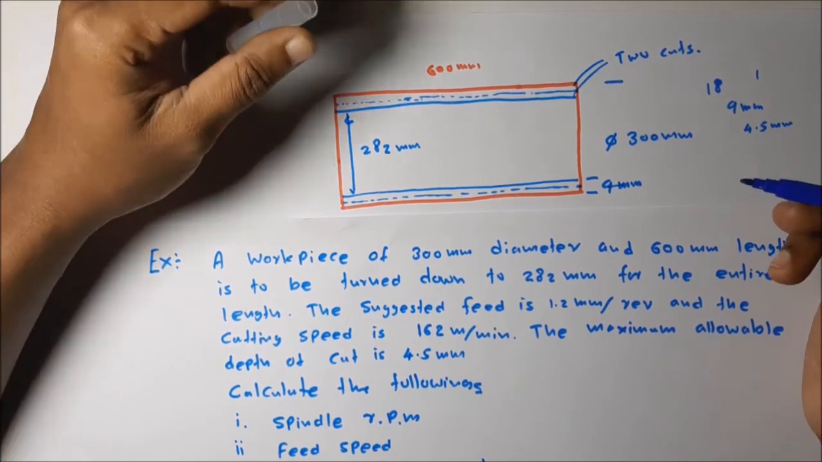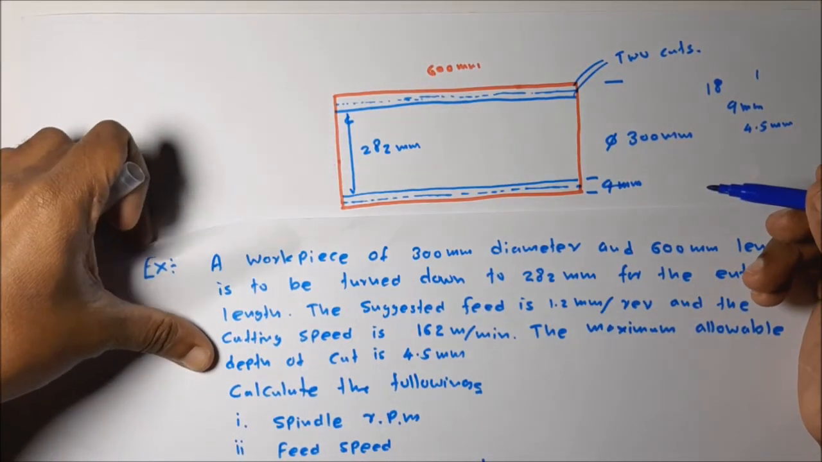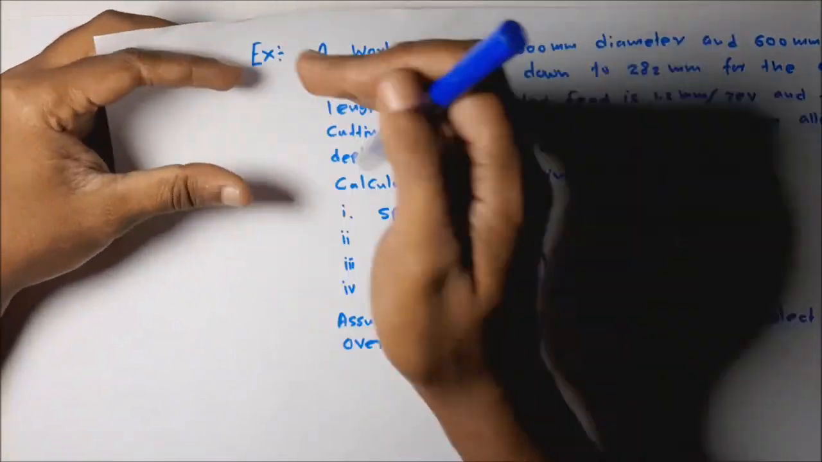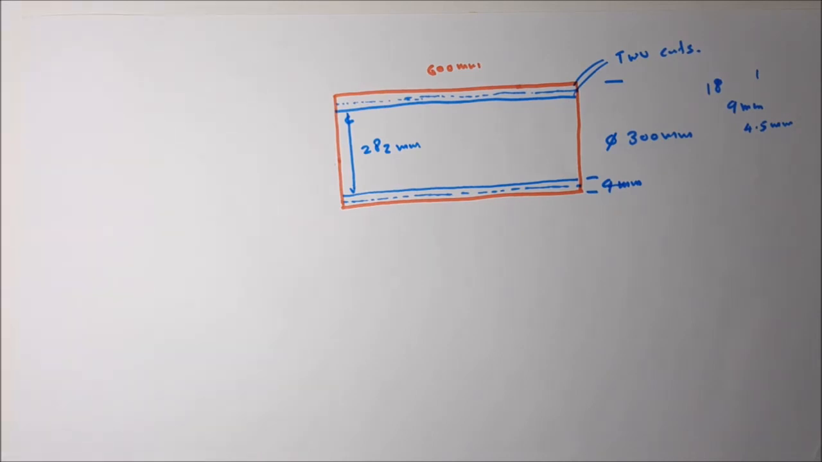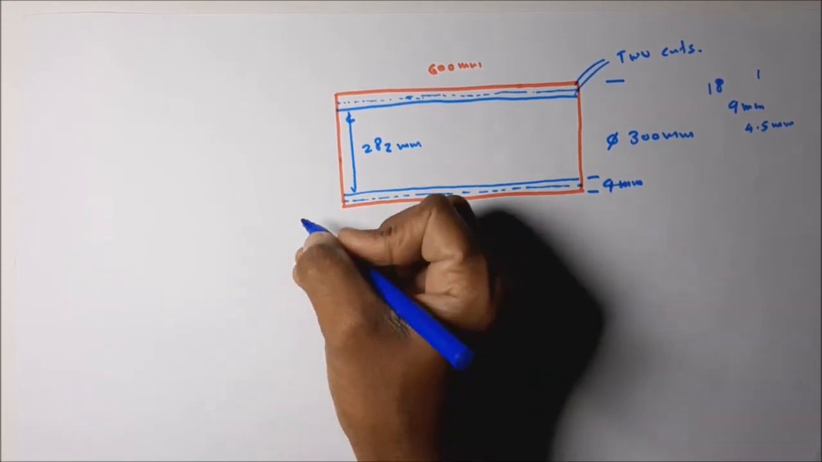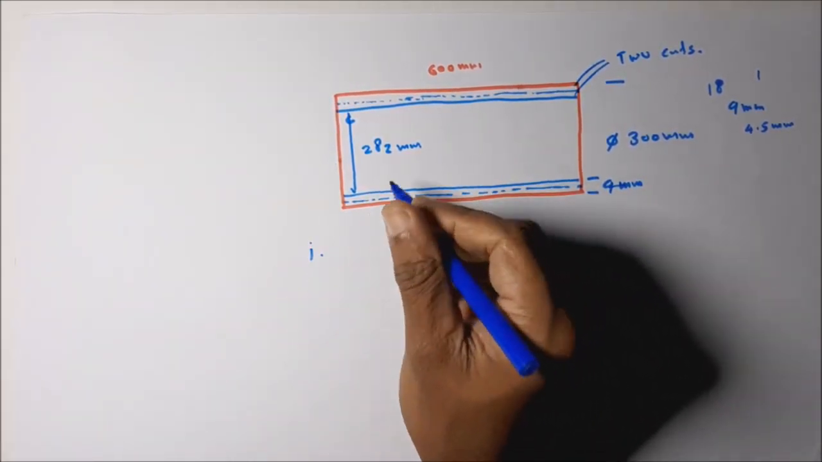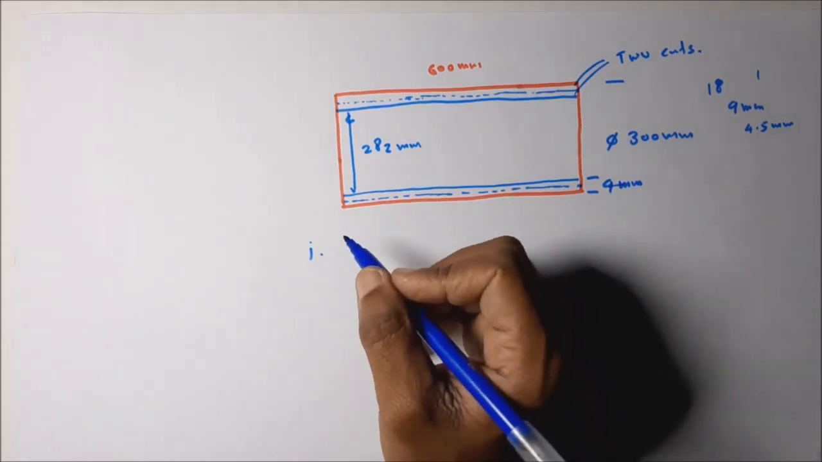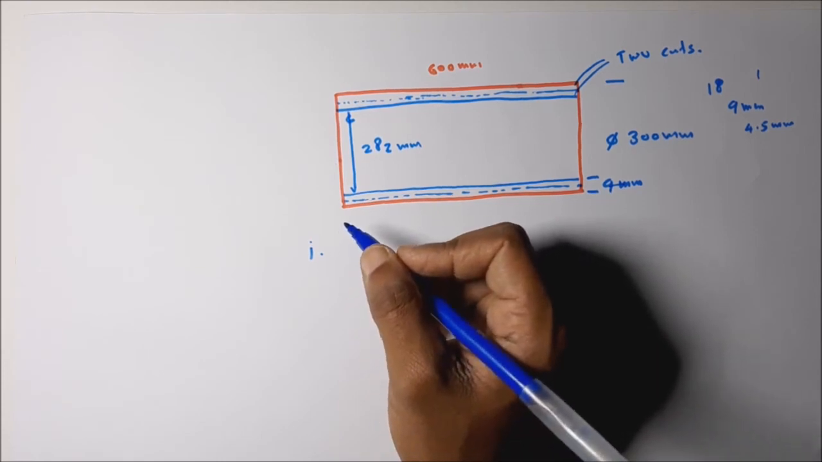Then this is the data given. The problem asks to calculate the spindle RPM, so first we are going to calculate the spindle RPM. Remember, when you do this calculation we are using the original workpiece dimension.